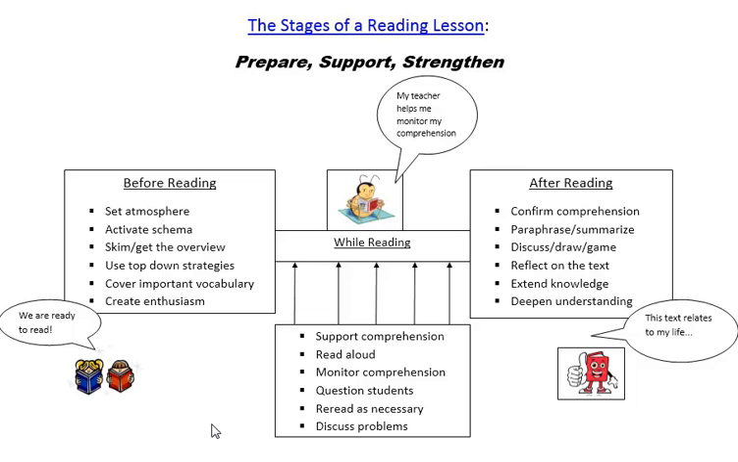And it was a successful event because you prepared the students to read. You went through a process to get them prepared. And then while they were reading, you were supporting them during the process. And then afterwards, you were taking their knowledge and extending it and reflecting upon it and discussing it with them and doing all these interesting activities.